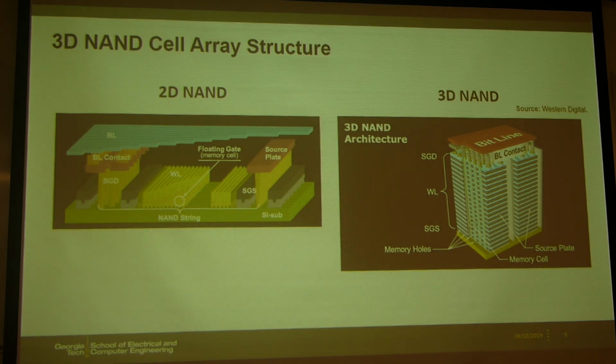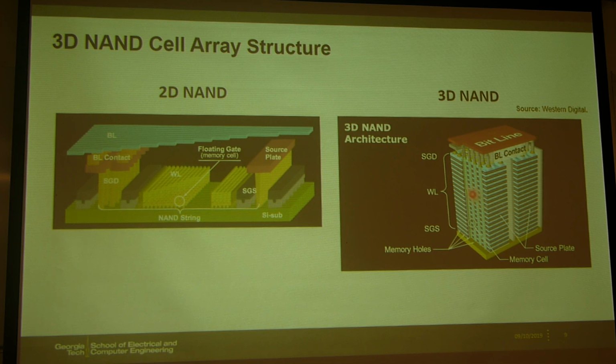This is the cell array structure of 2D NAND and 3D NAND. So in 2D NAND, word line is here, so it runs through the X direction of the chip, and bit line runs across the Y direction. And the NAND string is also the same as bit line. It runs through the Y direction. But in 3D NAND, word line is kind of plane. So the direction is XY plane, and then word lines are stacked in Z direction.